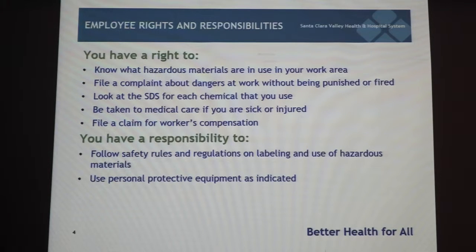It is your responsibility to follow the safety rules and regulations on the label and the safety data sheet for all chemicals that you work with. Also use personal protective equipment as indicated.